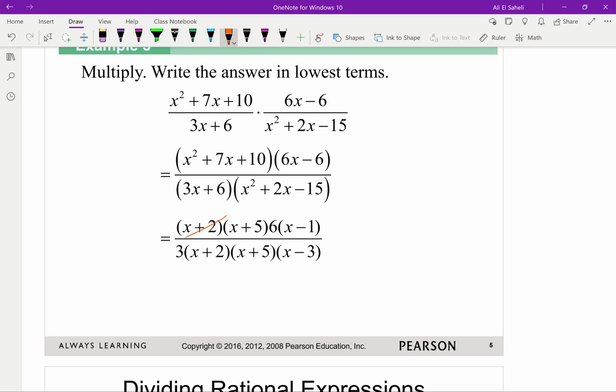Common terms. This goes with this. This goes with this. And 6 goes with 3, and we're left with 2. Okay, we still have to factorize 6. 6 equals 2 times 3. So in the numerator, the 6 became 2. We still have x minus 1. In the denominator, we still have x minus 3.